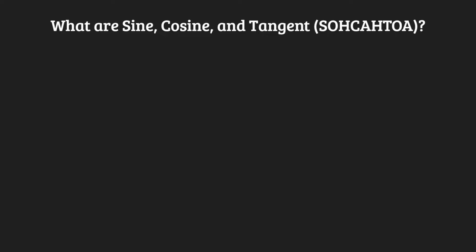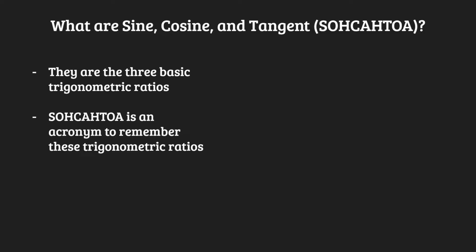Today we're going to talk about what sine, cosine, and tangent are, along with the acronym SOHCAHTOA. In the most basic terms, sine, cosine, and tangent are the three basic trigonometric ratios, and SOHCAHTOA is an acronym to remember these trigonometric ratios.